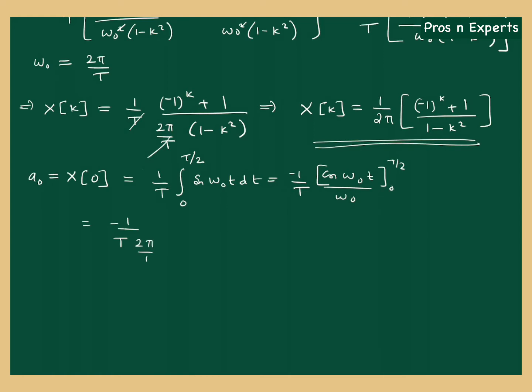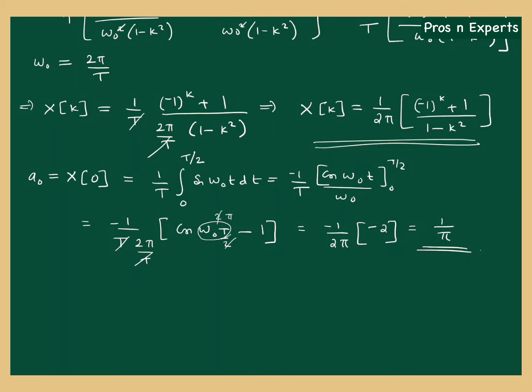Omega 0 is 2 pi by T. Okay, cancel T. So applying the limits, it is cos omega 0 t by 2 minus cos 0, which is 1. Okay, so this is minus 1 by 2 pi into, again we can see on omega 0 to T here, which is 2 pi, and 2 pi by 2 is cos pi. Cos pi is minus 1, so minus 1 is minus 2. Okay, so this is 1 by pi.